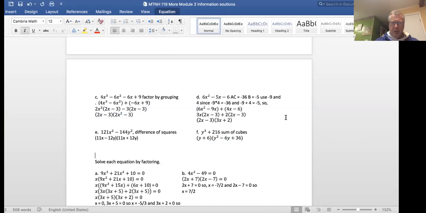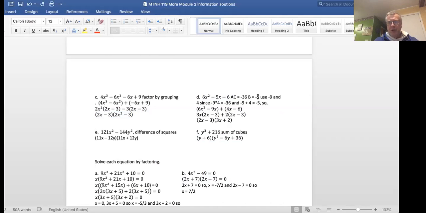D is a trinomial. Remember, trinomials are 3 terms. Typically, the largest exponent is 2. That we factor in this AC method way. So A is 6, and C is minus 6 here at the end. So I multiply the 2 together and get minus 36. Need to add up to minus 5. So I'm going to choose minus 9 and 4, because minus 9 times 4 is minus 36. And minus 9 plus 4 is minus 5.